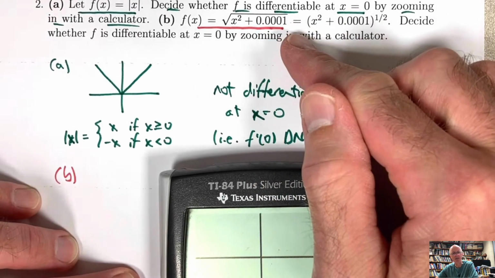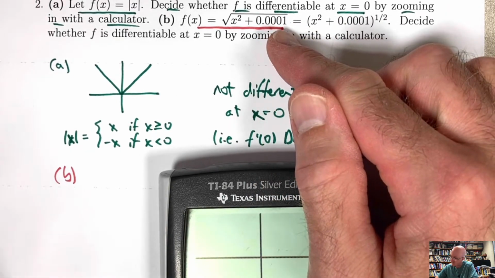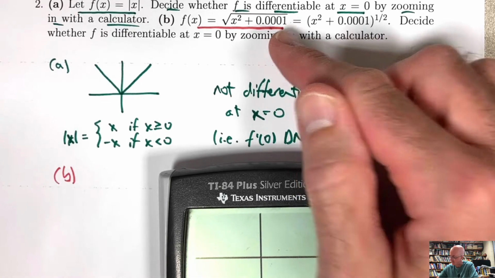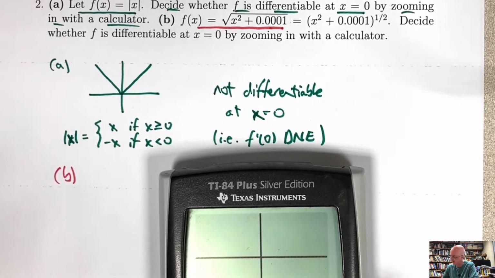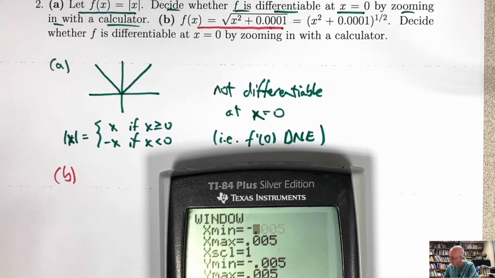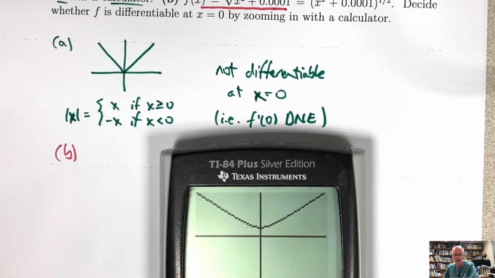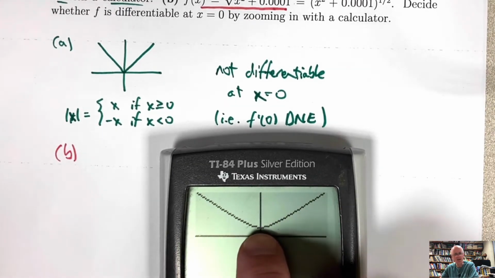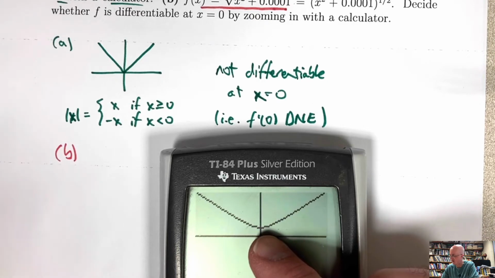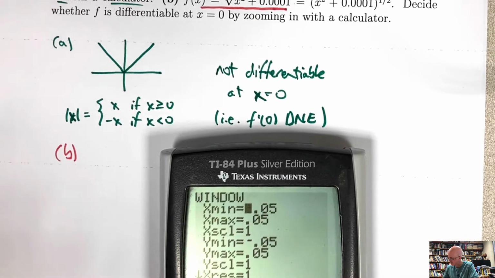The f of 0 is not 0. F of 0 is the square root of 0.0001. What would that be? That would be 0.01. Oh, okay. It is above the origin here. Let's change this window to negative 0.05 to positive 0.05. Here it comes. What do you know? Still looks kind of like a V, but it does look smoother there than before. Let's go in a bit closer. Negative 0.02 to positive 0.02, say.